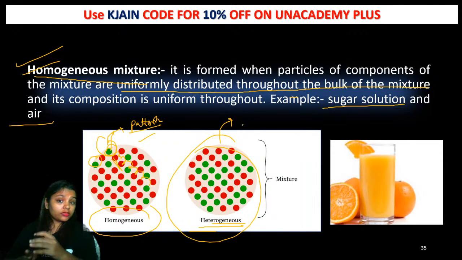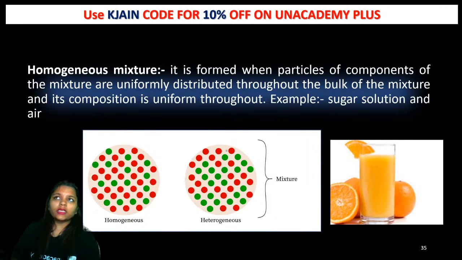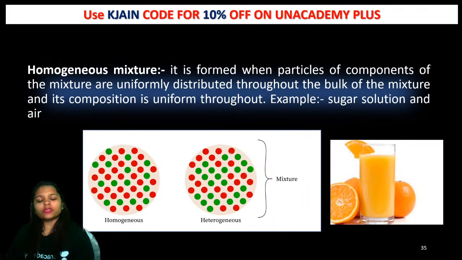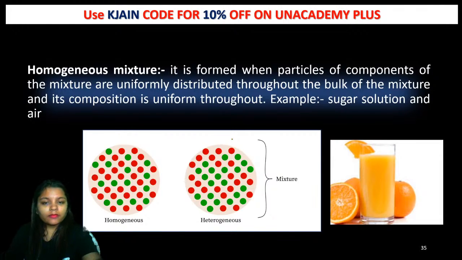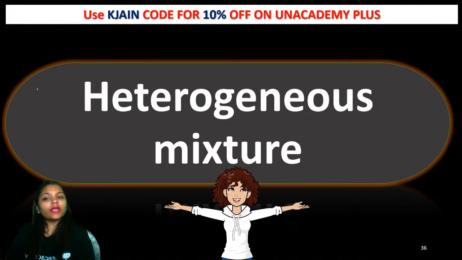So the distribution is not uniform. Let's say if you are taking sand and water, can you say the number of particles of sand that you have taken in one spoon will be the same as in the second spoon? No, you can't say. So those kinds of mixture are called heterogeneous mixture.